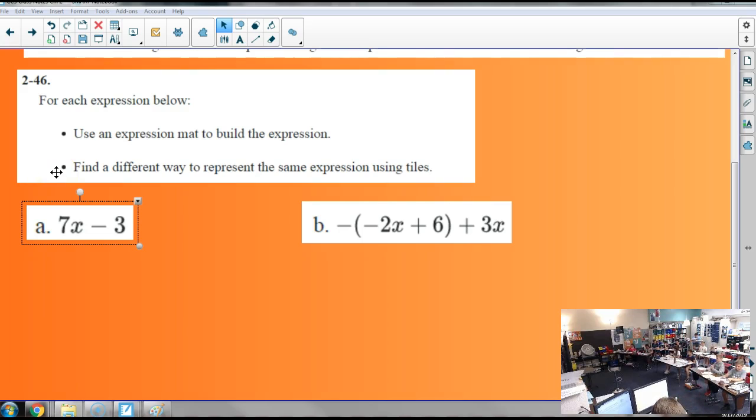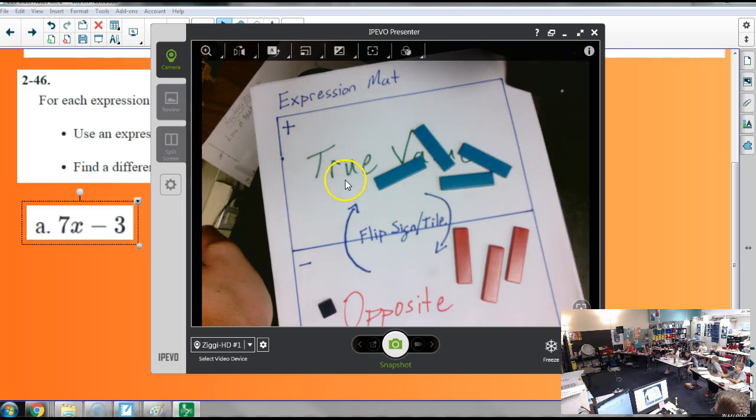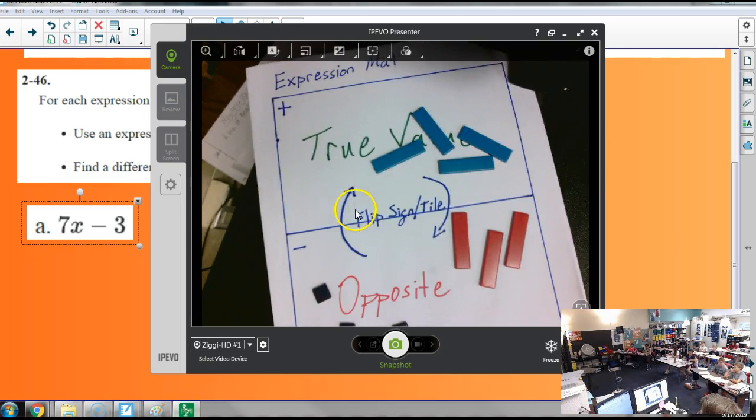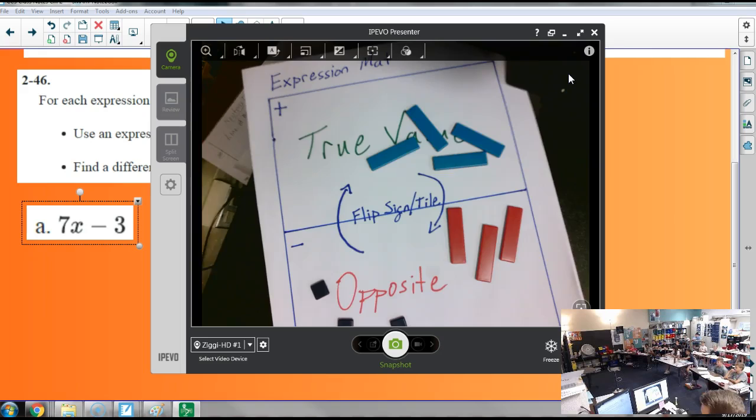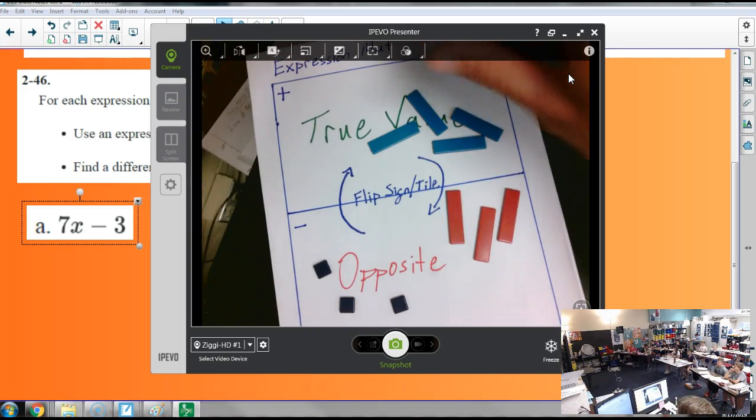Mr. Hudson, did I do it right? Ask Bear. That's why we're in partners. Oh, my 855. Did I do it right, sir? Check with your partner. Compare your expression mats. I did it. Here, show me mine. I like being slightly creative. What do you think of mine?